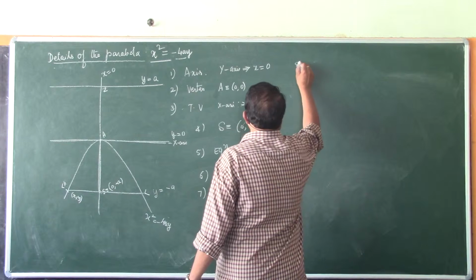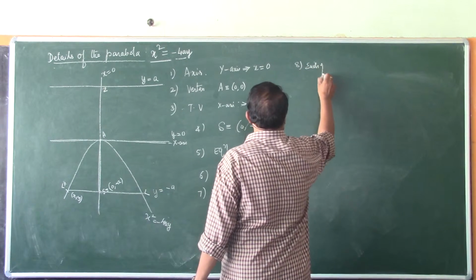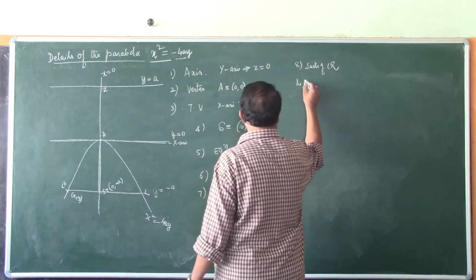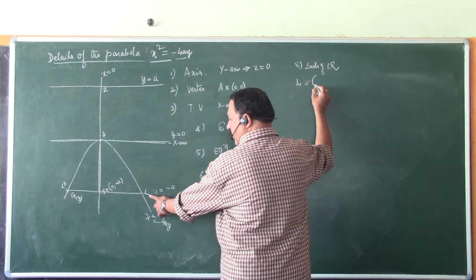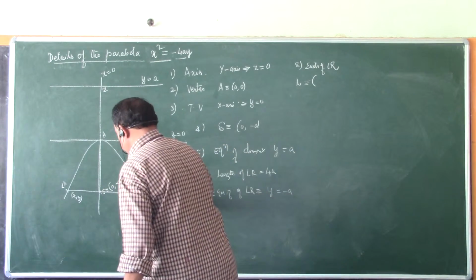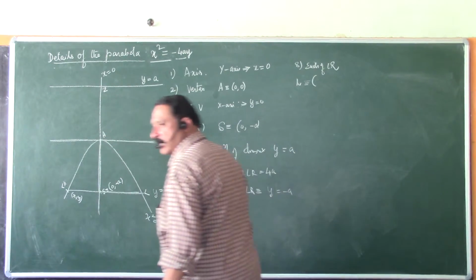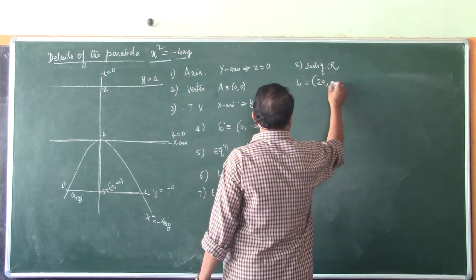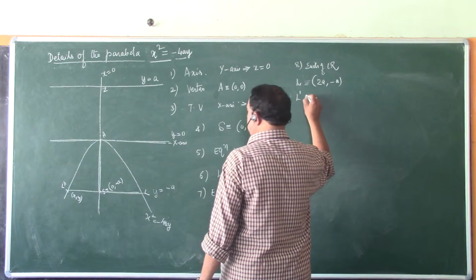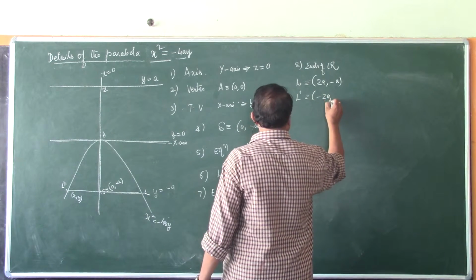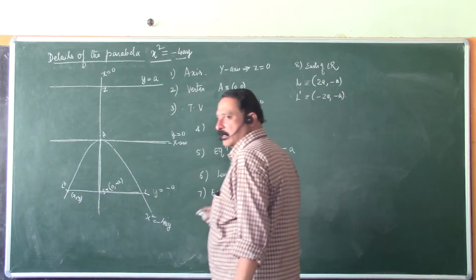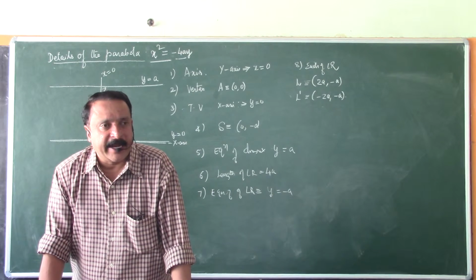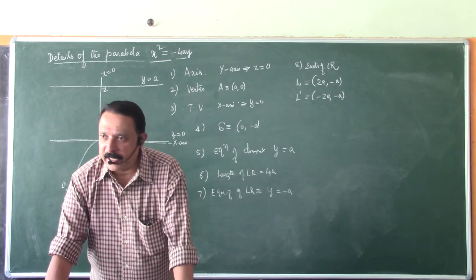And ends of LR. One end is L. It is in the fourth quadrant. And this distance is 2a. This distance is a. So it is 2a, minus a, and L dash is minus 2a, minus a. So these are the details of the fourth type of parabola, x square is equal to minus 4ay.